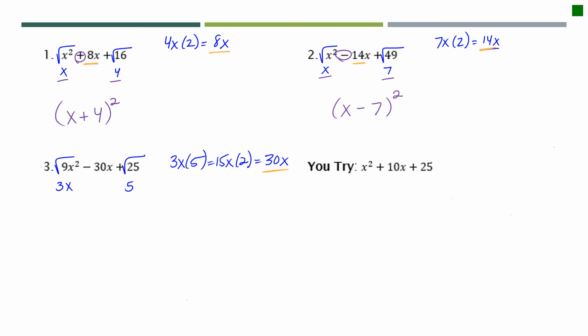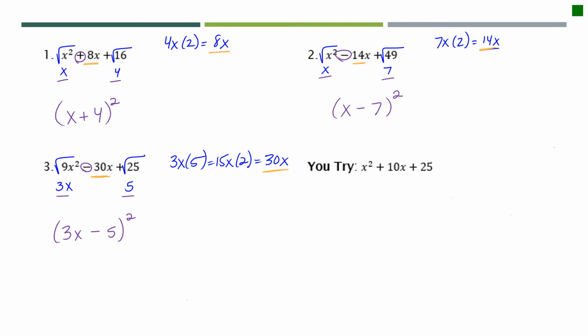So here's 30x, here's 30x. That means they match. It's a perfect square trinomial. So now my final answer, I take the two things that I originally got, so 3x and 5. I take the sign from the middle, which is minus, and then I square it, and that's my final answer. This last one here is a you try problem, so give it a try and see how it goes.